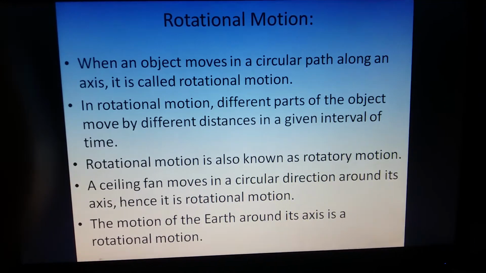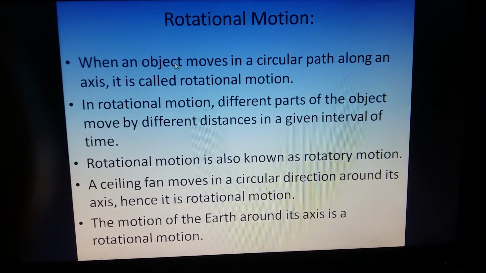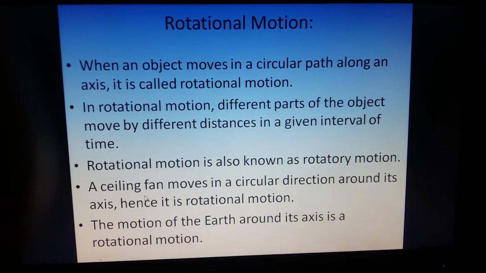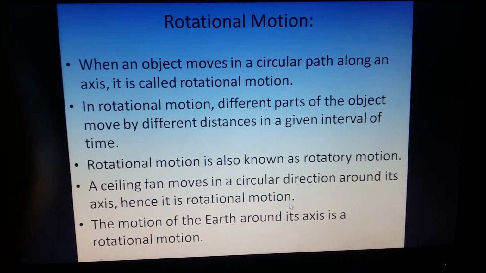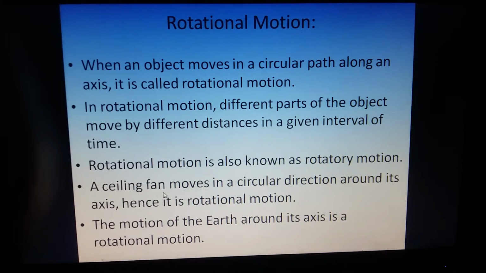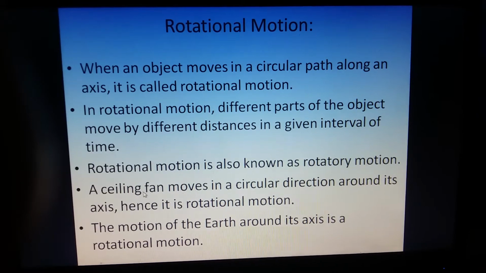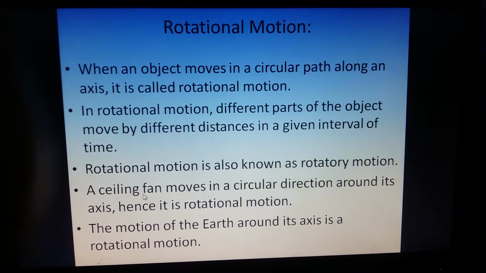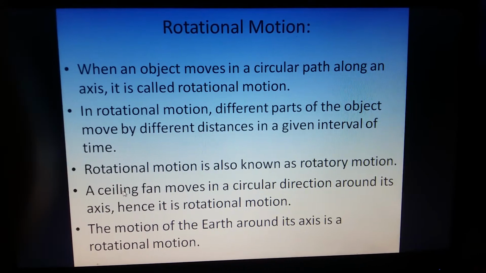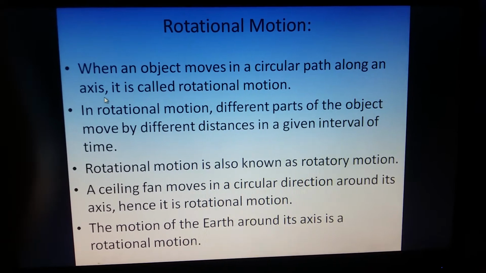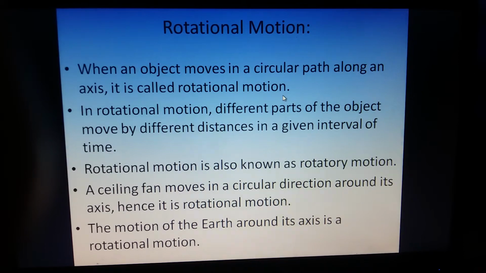Let us see the second type of motion, which is rotational motion. Now when an object moves in a circular path along its axis, for example a ceiling fan moves at its axis. Axis is fixed there on the ceiling, and the fan keeps on moving in a circular path along an axis, so that this is a rotational motion.